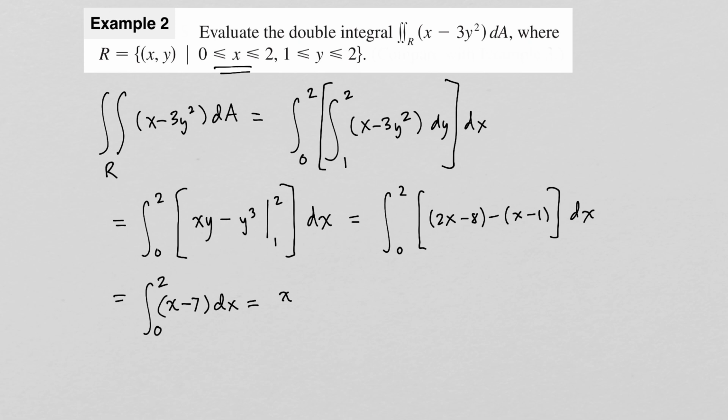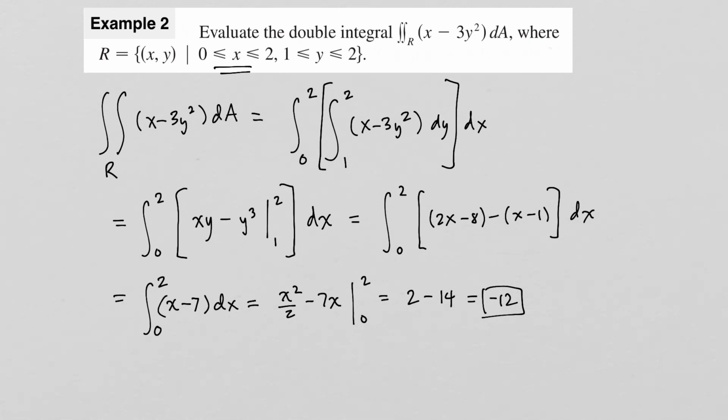And this, of course, is x squared over 2 minus 7x from 0 to 2. Plugging in 2, we get 4 divided by 2, which is 2, minus 7 times 2. And of course, when you plug in 0, you get 0, so the answer here is negative 12.